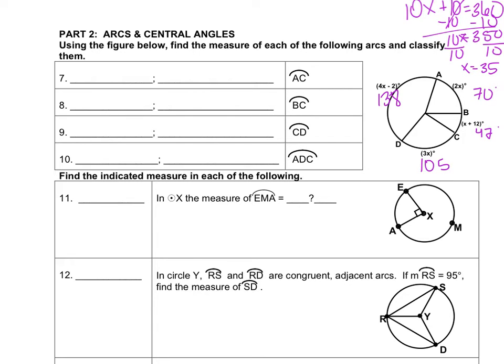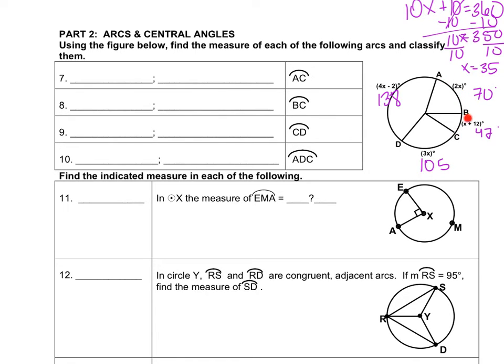the degree, and remember if it's a major, minor, or semicircle. So if it is less than 180 degrees, it's a minor arc. If it's more than 180 degrees, it's a major, and if it is 180 degrees, it's a semicircle. So first thing I'm looking for is AC. So start at A, go all the way to C.